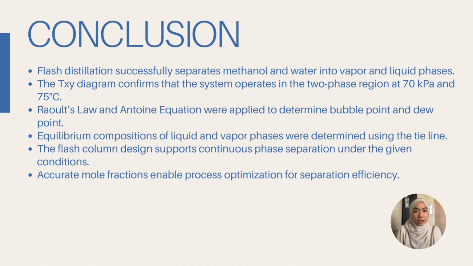For the conclusion, the flash distillation successfully separates the methanol and water into liquid and vapor phases. The TXY diagram and the PXY diagram confirm that the system operates in the two-phase region, which is at 70 kPa and 75 degrees Celsius. We applied Raoult's law and the Antoine equation to determine the bubble point and the dew point. Equilibrium composition of liquid and vapor phases were determined by using the tie line that we have plotted on both of the graphs.